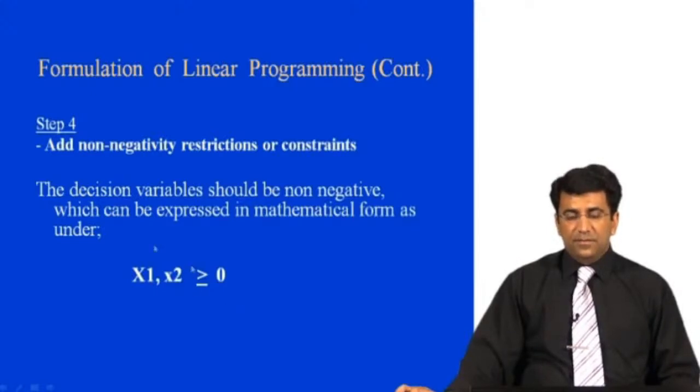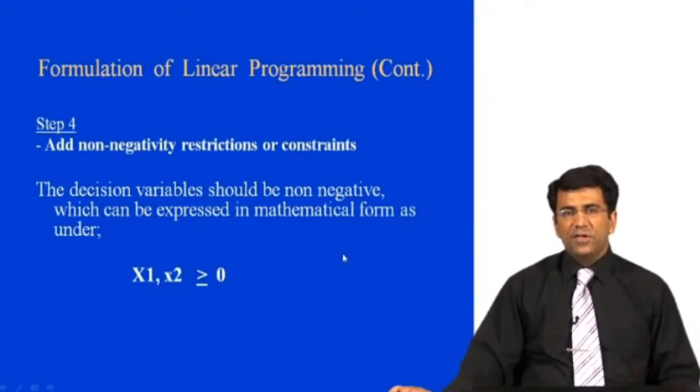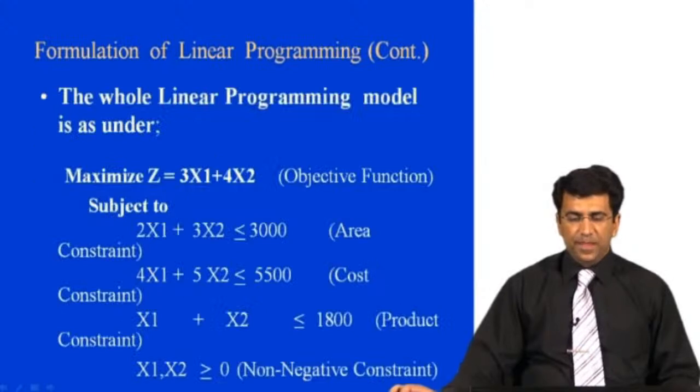Again, we will have to add non-negativity constraints or restrictions. The decision variables should be non-negative, which can be expressed in mathematical form as x1, x2 greater than or equal to 0, because the values of x1 or x2 cannot be negative. We are actually talking about the quantity of the products x1 and x2, and of course the quantity cannot be negative. So this is our non-negativity constraint.